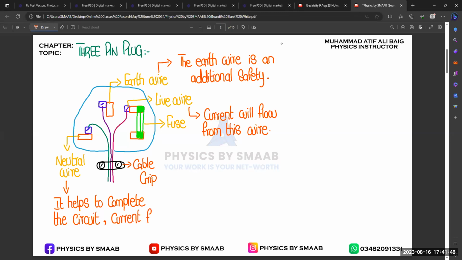Current from the live wire will flow towards the neutral one, right? Now you got the concept. The live wire is just like the positive terminal, the neutral wire is the negative terminal, and current will always flow from positive to negative. And the earth wire is just for safety purposes, right?